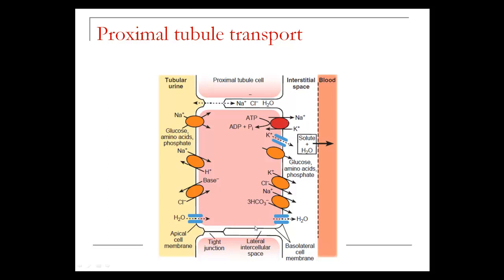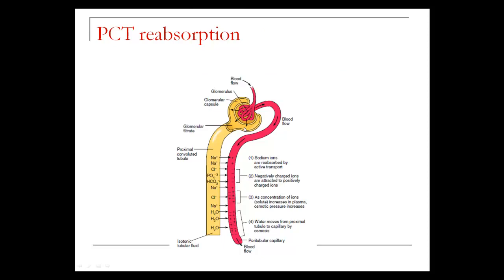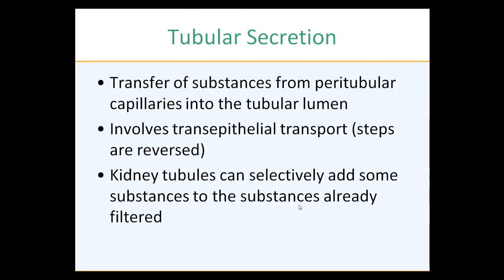Now, not all the transport has to occur through the cells. A few of them can pass in between the cells, like sodium chloride and water, which can move in between the cellular spaces. Okay, again, here is another summary for the things we covered with the sodium and the other ions, and in addition the water reabsorption.